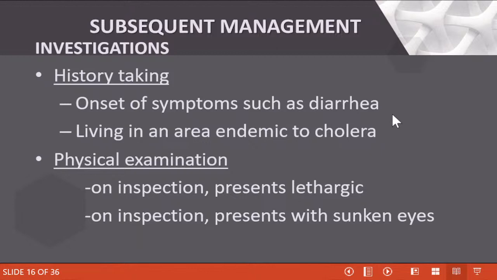Onset of symptoms such as diarrhea, and this is going to review an onset starting from 4 to 48 hours, right? Then, living in an area endemic to cholera, that is going to show that the patient was predisposed, right? Then we go to physical examination. Under physical examination, on inspection, our patient presents with lethargy, meaning there's reduced levels of consciousness.